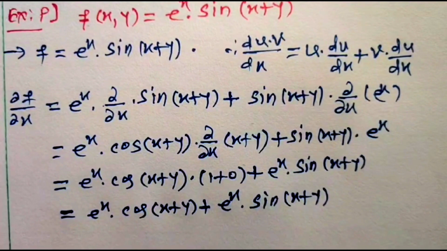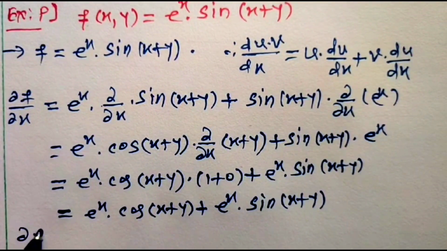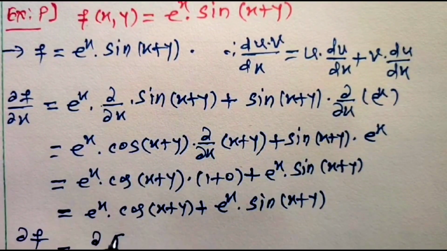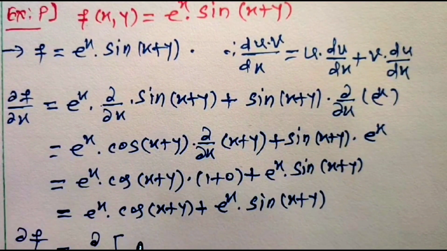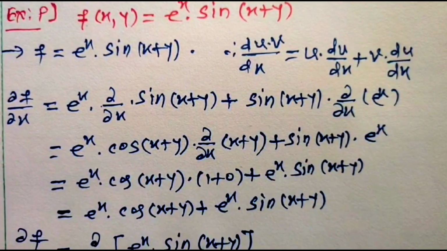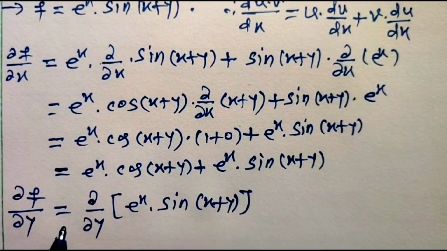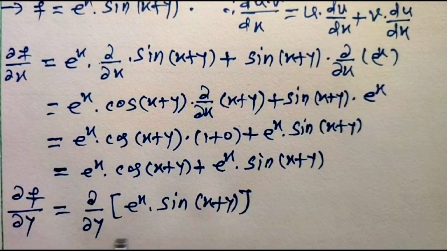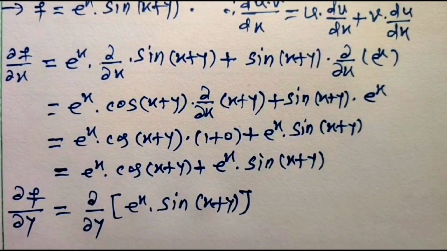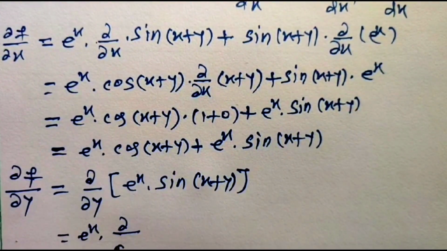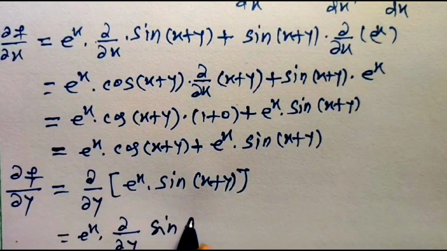Now partially differentiate f with respect to y to get the partial derivative of f with respect to y. We can separately apply the partial derivative with respect to y on each term. We are applying this partial differential operator on e to the power x into sine of x plus y. We are partially differentiating with respect to y considering x as constant. So this e to the power x becomes constant, so apply only on the sine function. This is equal to, we can write, e to the power x into the partial derivative with respect to y, which we are applying on sine of x plus y.